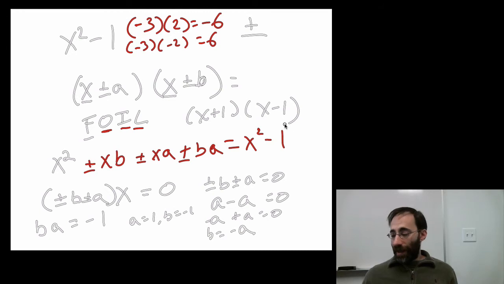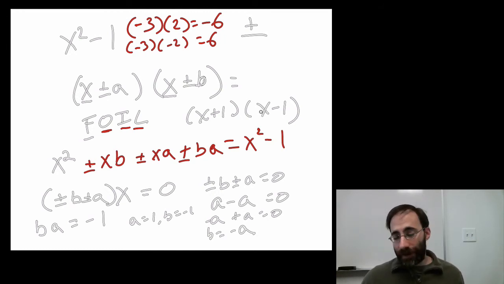And you can go ahead and check that. X times x is x squared. X times, outer, x times negative 1 is negative x. Inner, 1 times x is x. X plus negative x is 0. Good. And 1 times negative 1 is negative 1. So we get back what we wanted.